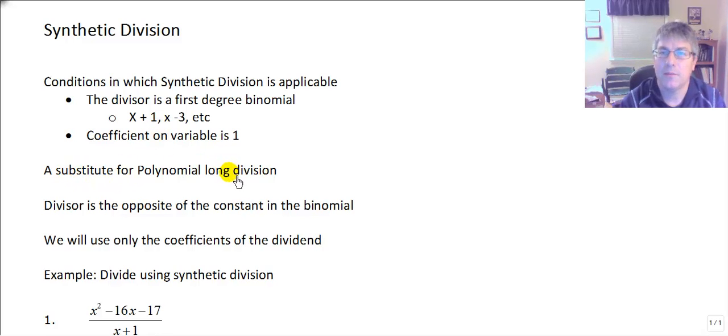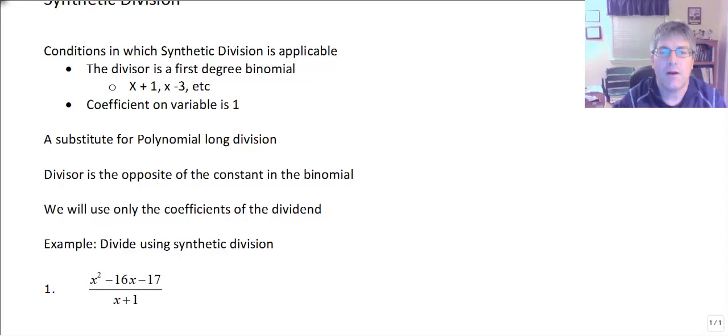As I mentioned, this is a substitute for polynomial long division. And when we get started here, we'll see our divisor is going to be the opposite of the constant. Okay, so we're not really going to be dividing by x plus 1, we're going to be dividing by negative 1, or we're going to be dividing by a positive 3. Okay, and interestingly enough, we are only going to use the coefficients of the dividend. So this is a very different process, so pay attention to how we set this up.